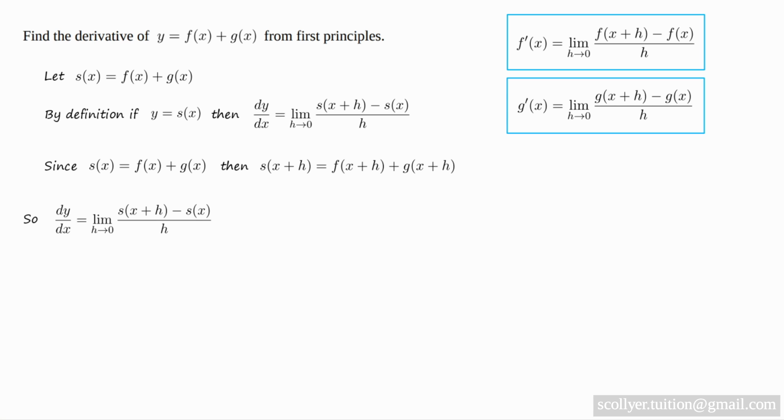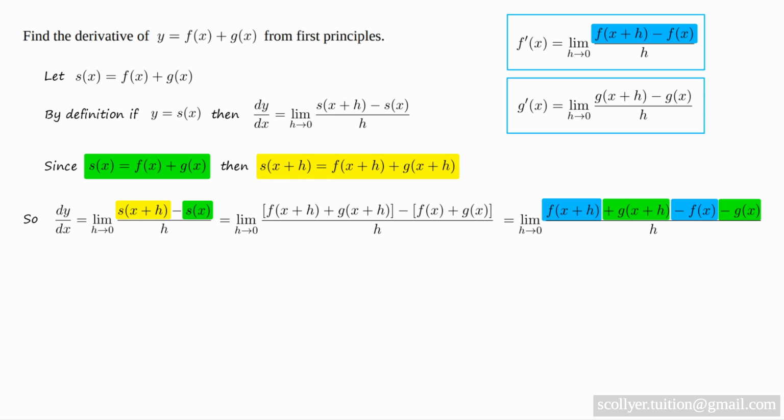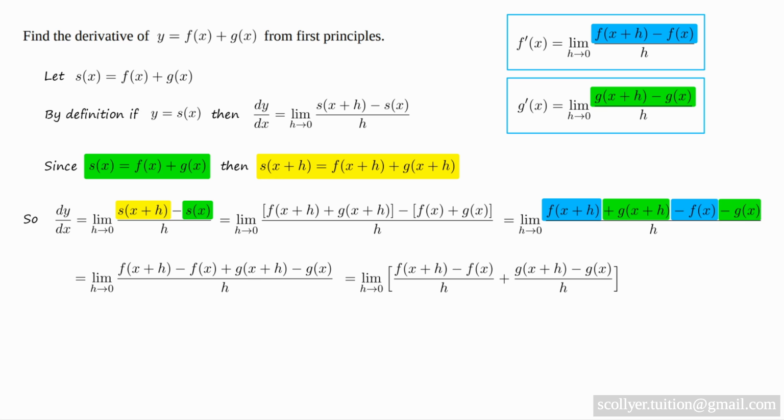And we make the following substitutions, after which we obtain this quantity and we expand the second bracket to get the limit as h tends to 0 of f of x plus h plus g of x plus h minus f of x minus g of x all over h. And now we note that these quantities appear in the definition of f dashed of x, and that these quantities appear in the definition of g dashed of x. And so we rearrange the numerator to group those quantities accordingly, and we split the single fraction into two accordingly.